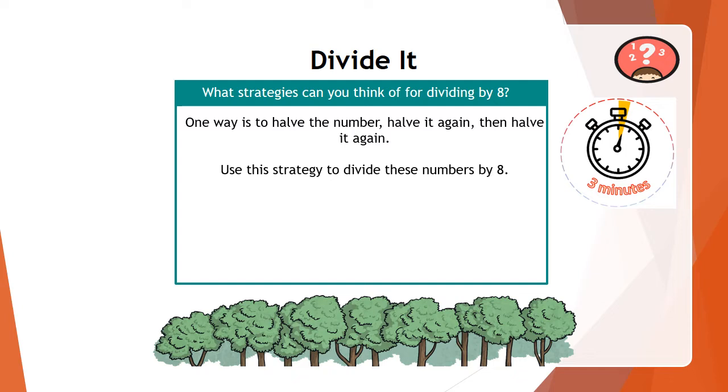But before we go on to that, let's practice some together. So say we wanted to divide 176 by 8. Well, we could halve 176. Half of 176 is 88. And then half of 88 is 44. And then half of 44 is 22. So that's just one way that we could use to help us find an eighth of a number, or to divide by 8.